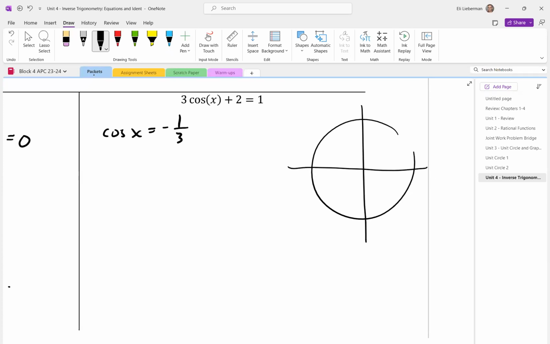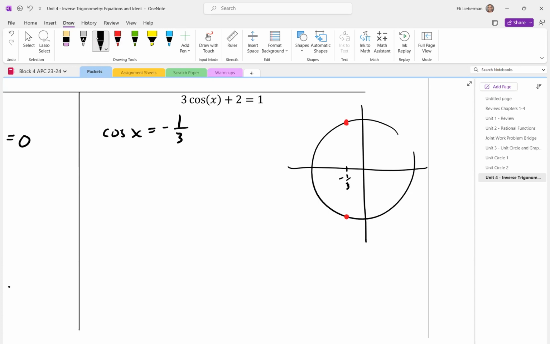So I'm going to mark this -1/3 on the x-axis. I'm going to look for the angles that have this as an x coordinate. You see where they both are? Quadrants 2 and 3. So I'm going to mark that right here and right here.